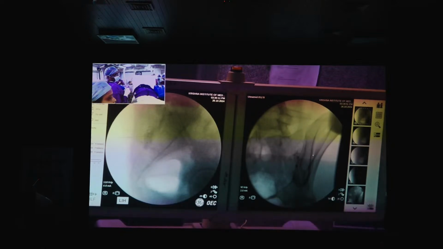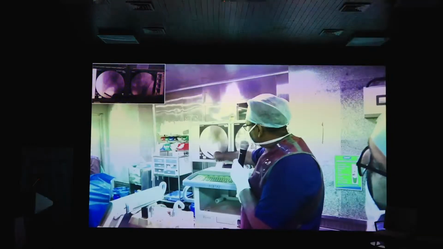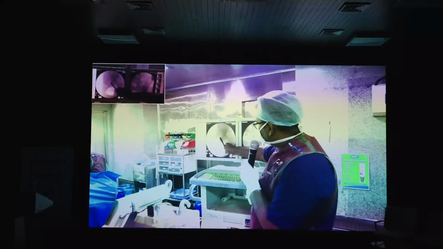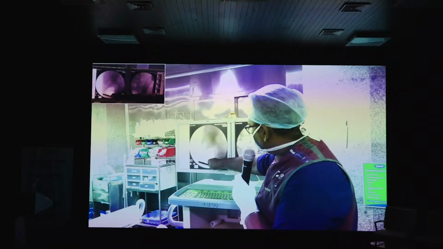So this is the coccyx. This is the sacrum. And see the ear pinna appearance. See, the needle is here. And see the ear pinna appearance.